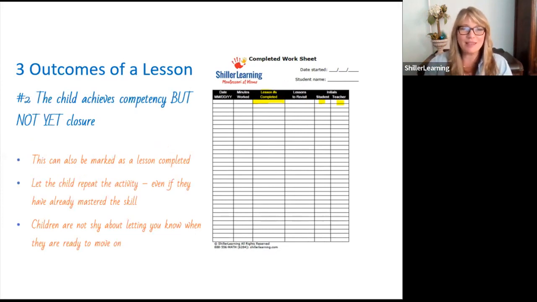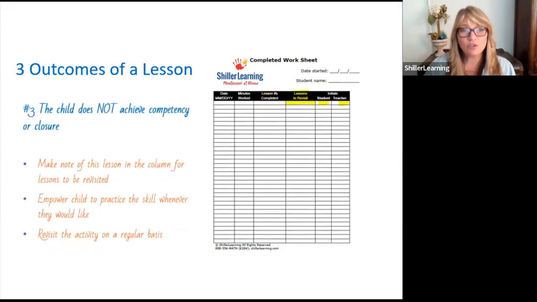The second possible outcome is that the child achieves competency, but not yet closure. Now, with this one, sometimes this can be a challenge as the parent. We see that our kid gets it, and now it looks like they're just playing or wasting time. But if they're willing to take the time and make the effort to pull those materials back out, do that activity again, even if they've already mastered that skill, it simply means they've not yet gleaned every possible benefit from that. And we want to empower them to get closure at their pace. Do not worry. Kids are not shy about letting you know when they are ready to move on.